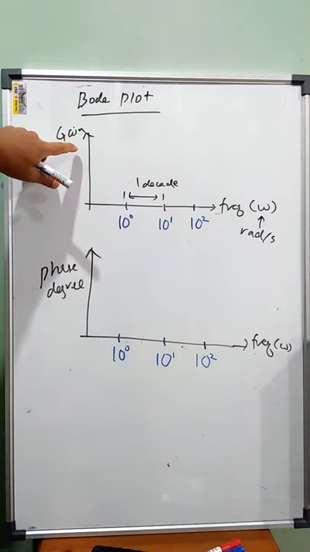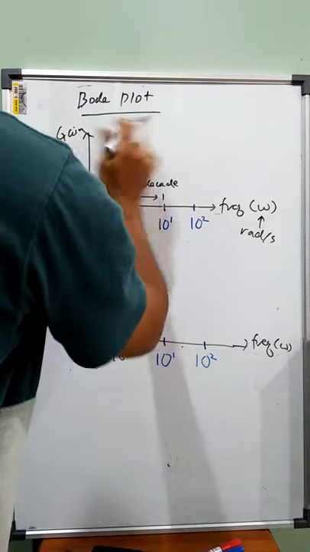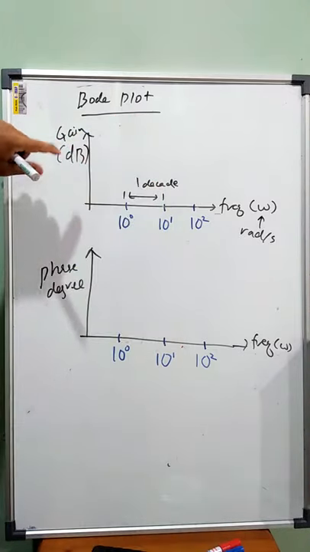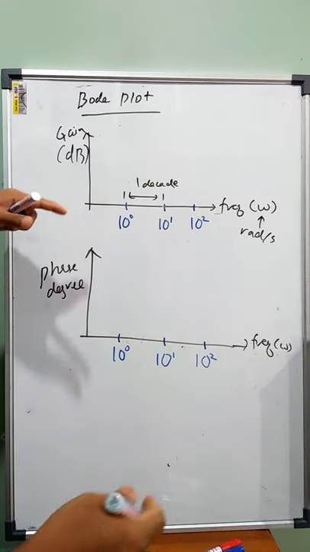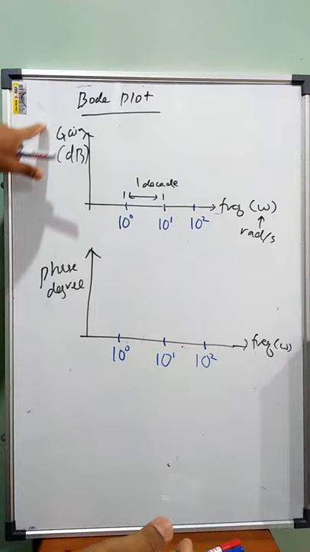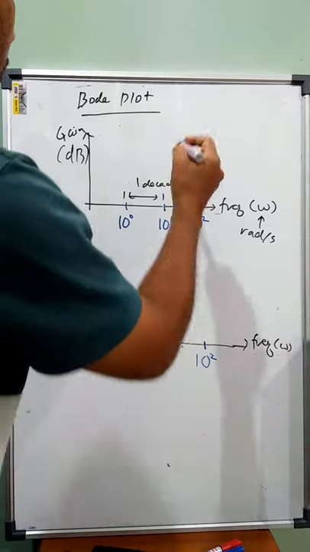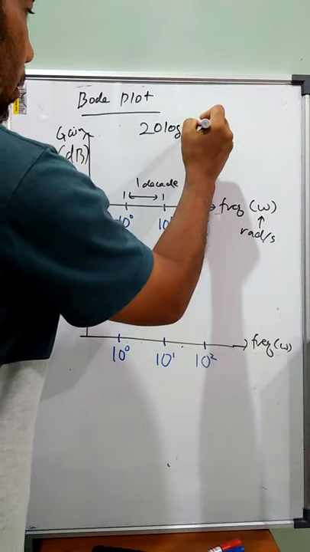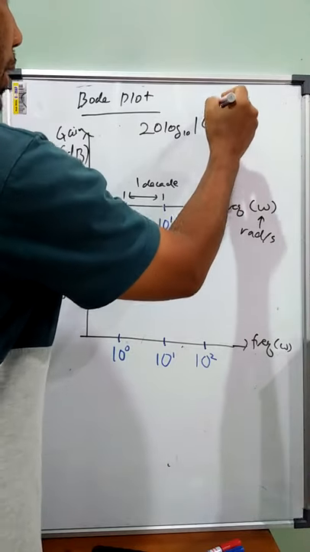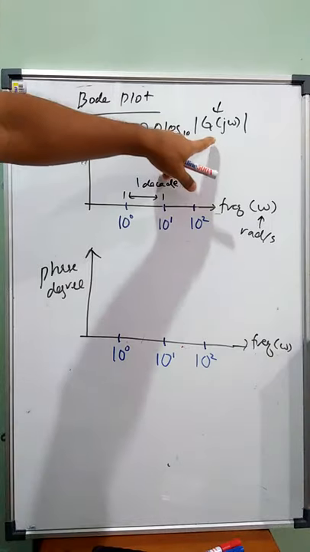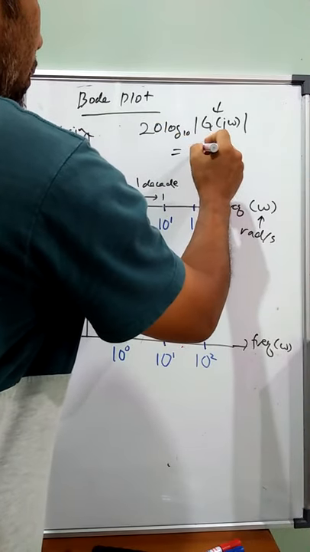For gain, we use power gain in dB. To use power gain in dB, we have to convert from the previous one. We have a magnitude gain, but we plot the gain in power. So from the magnitude, we have to convert to power gain. To convert this, we use 20 log of the magnitude gain. So we get the result in dB, decibels.